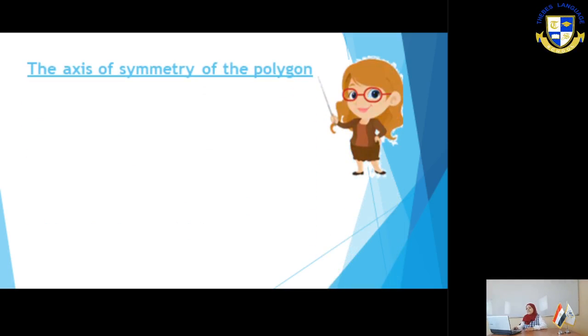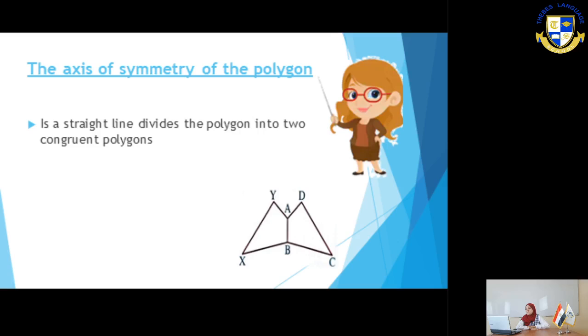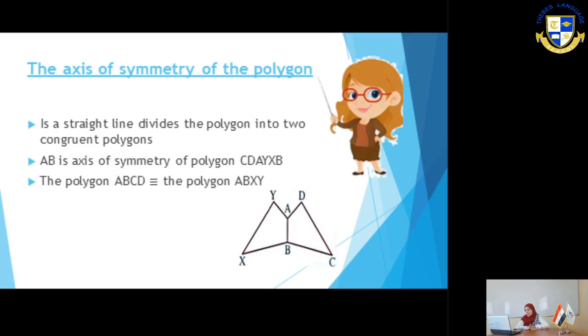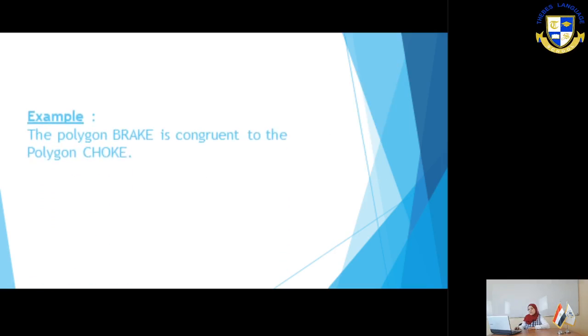What's the meaning of axis of symmetry of the polygon? The axis of symmetry is a line which divides the shape or the polygon into two congruent polygons. So here in the opposite figure, AB is the axis of symmetry of the polygon CGAYXB, and it divides it into two congruent polygons. The polygon ABCG is congruent to the polygon ABXY. Let's move to slide number 7.